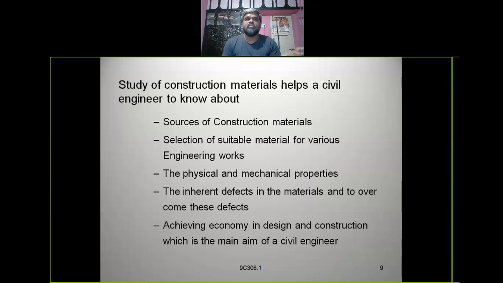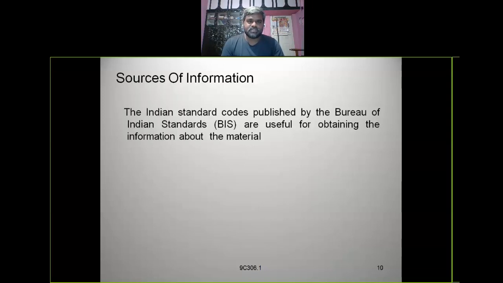We have to know what the physical properties are, what the mechanical properties are, how we have to correlate them, and what the required limits of the different properties should be. Otherwise we cannot take a good material and cannot judge whether it is a good material or a bad material. Some inherent defects exist in the material, and to overcome these defects we have to know the construction materials subject. To achieve economy in design or quality of work, we should be aware of the construction materials subject, right?